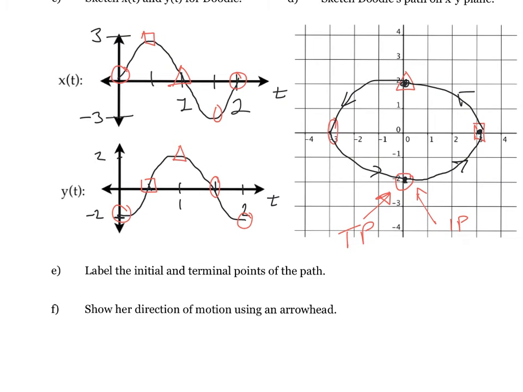All right. So finally, did I label the initial and terminal points on the path? Yes, I did. And did I show her direction of motion using an arrowhead? Yes, I did. Several, in fact. And so now we know everything we need to know about Doodle's path. Doodle starts at 0, -2. She goes counterclockwise in an elliptical path and returns after 2 seconds at her starting point.